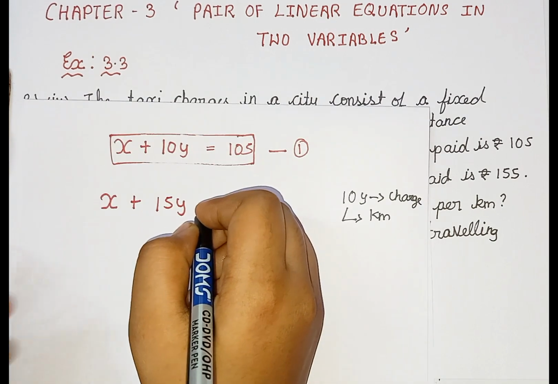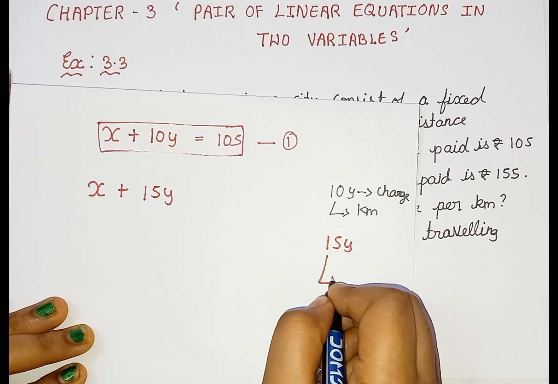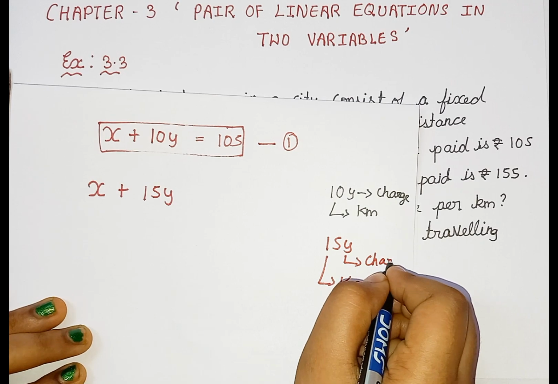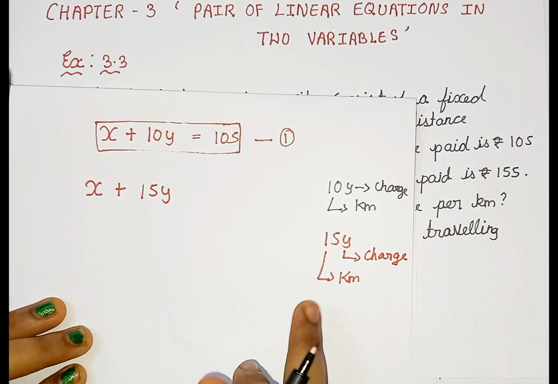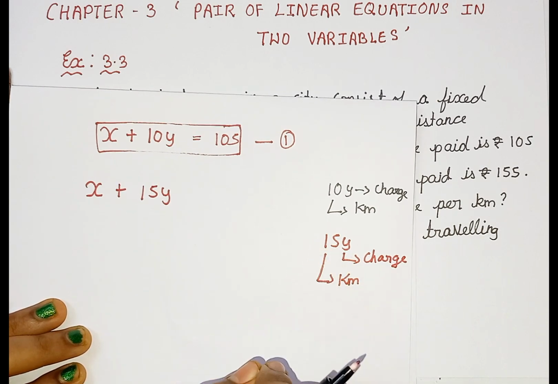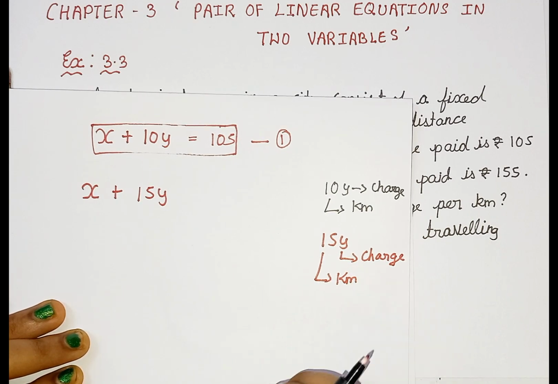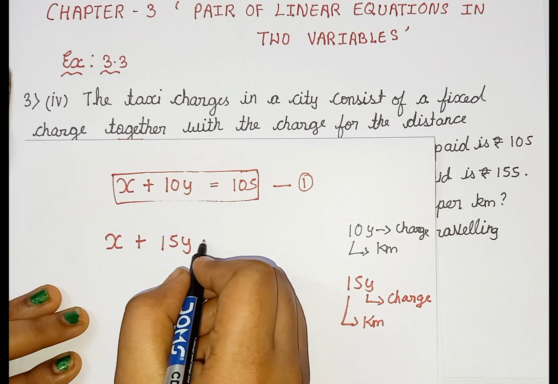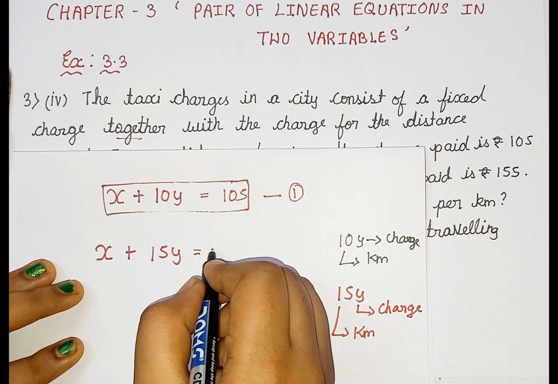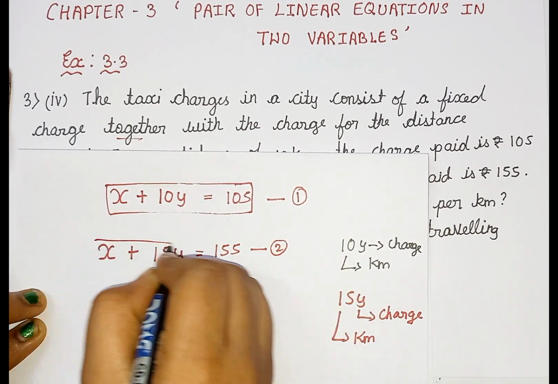Now you might be wondering why. Here I will write 15y, where 15 is about kilometer and y is about charge. So here also the same condition applies. If we travel a particular kilometer, we have to pay an amount, so that is why we are multiplying. According to the kilometer only, we can pay the amount. So that is the meaning of this, is equal to the charge paid, rupees 155.